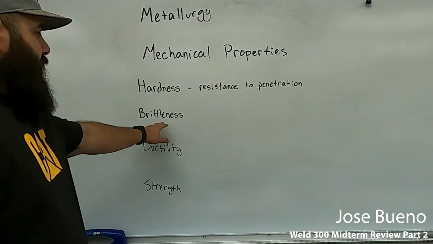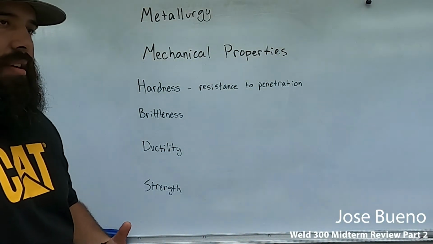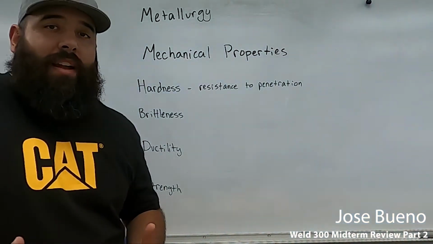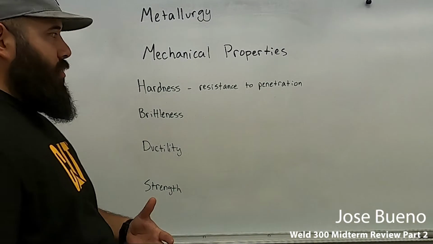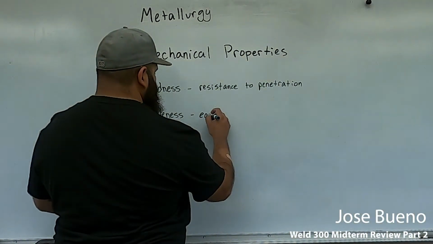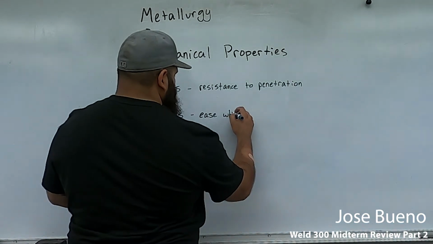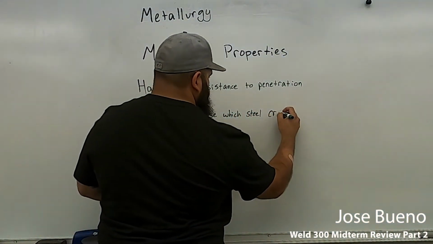Now, brittleness is how easy the metal will crack or break when you try to bend it. So we'll say for brittleness, it is the ease with which steel cracks or breaks.